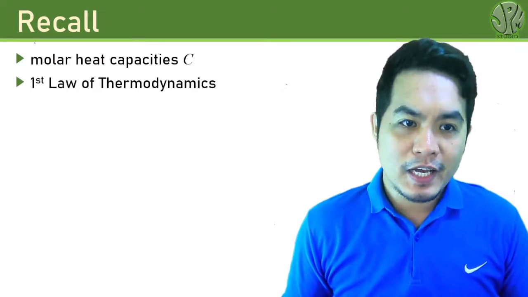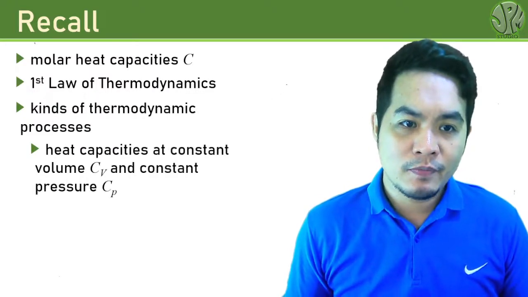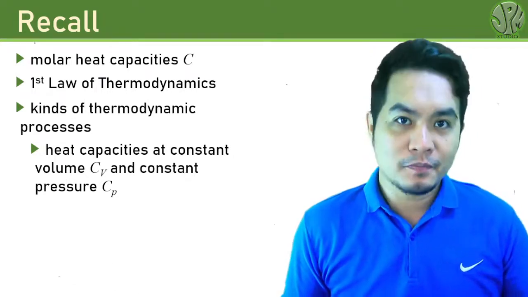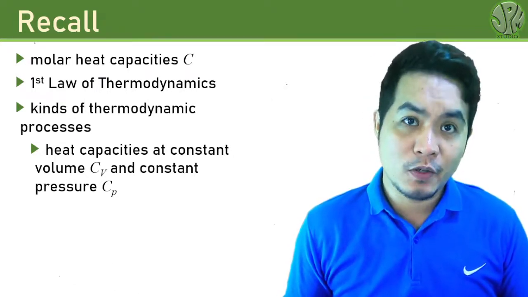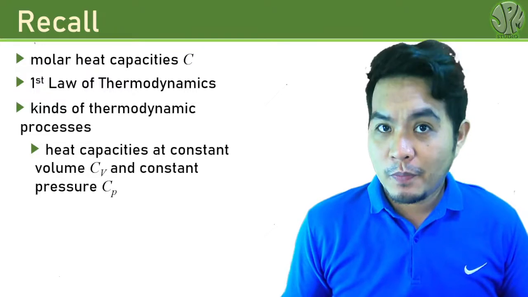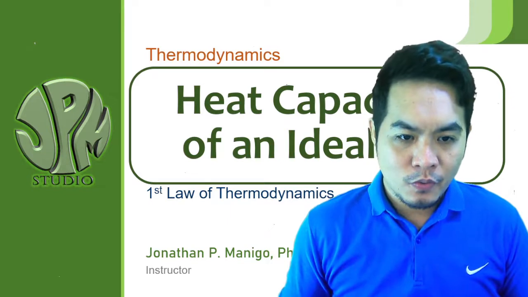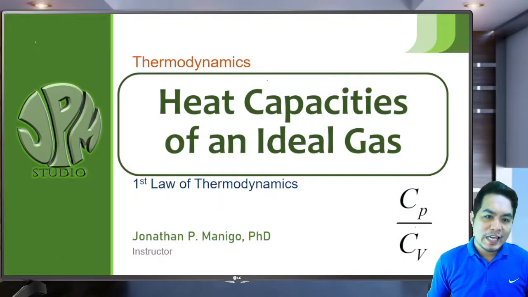So in the previous lessons, we discussed the first law of thermodynamics and the kinds of thermodynamic processes. And we have, in passing, introduced the concepts of heat capacity at constant volume in isochoric processes and heat capacity at constant pressure for isobaric processes. So in this lesson, we will be focusing on the heat capacities of ideal gas, the CP and CV, heat capacity at constant pressure and heat capacity at constant volume, and find their relationship. How are they related? So let us start.